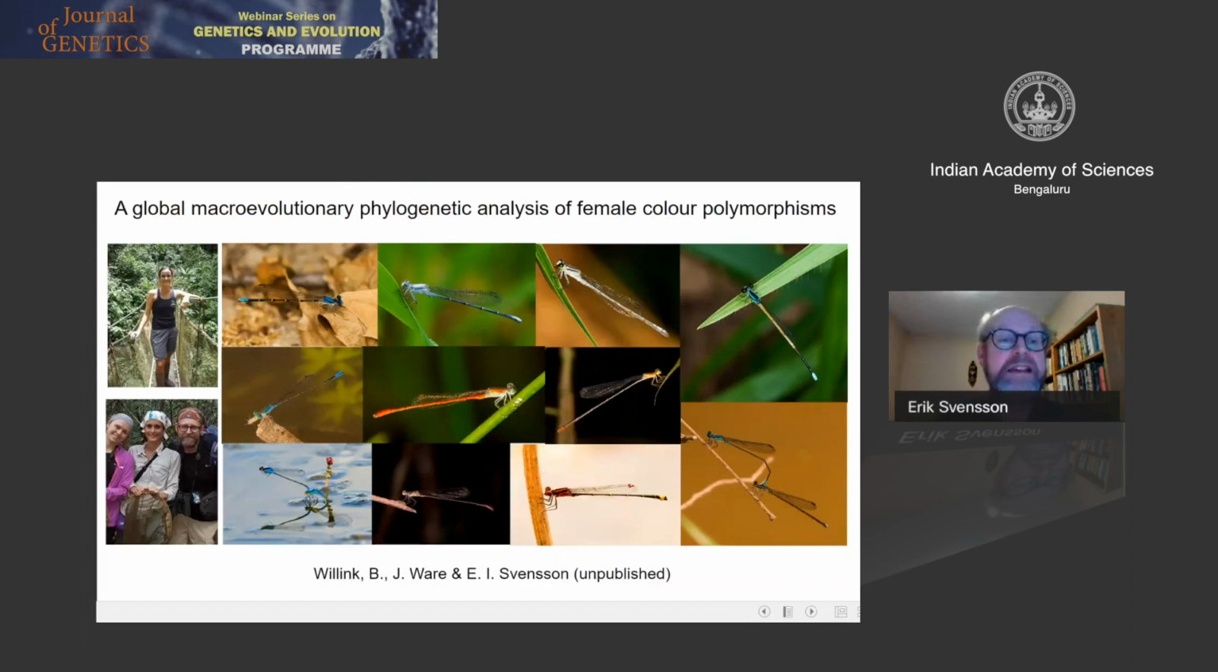So to study this, I worked with my former PhD student, Beatrice Willink, in the upper left corner, who is currently working as a lecturer in San Jose, Costa Rica, but will soon return to Sweden and Singapore, where she will start a postdoc working on the genomic basis of this color polymorphism. And during her PhD, we traveled to various places around the world to collect phenotypic data from the family Coenagrionidae, pond damselflies, which is a large family, and Ischnura elegans is one of the species within this large family.